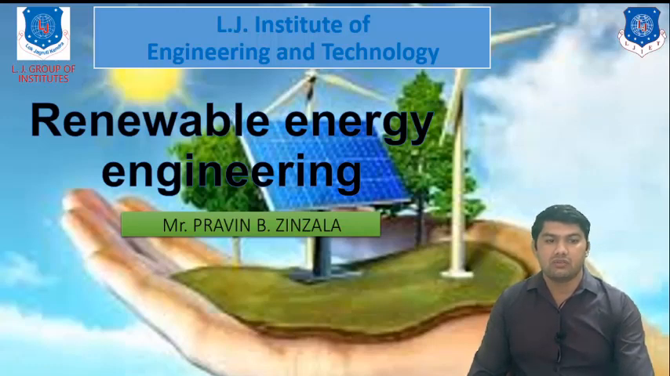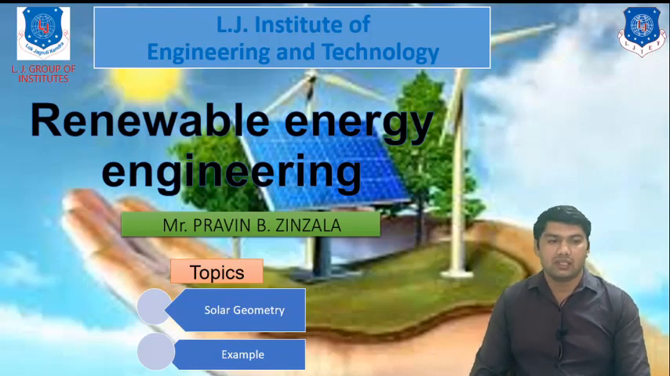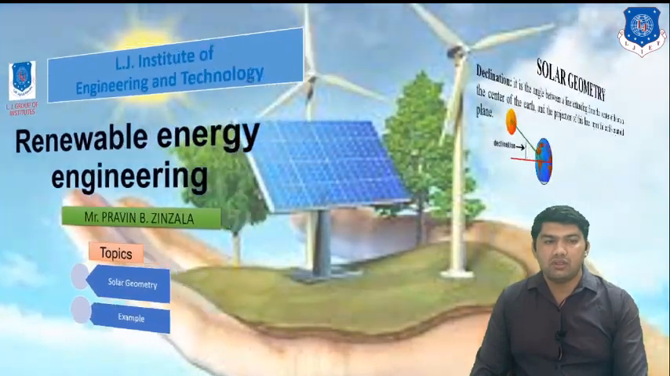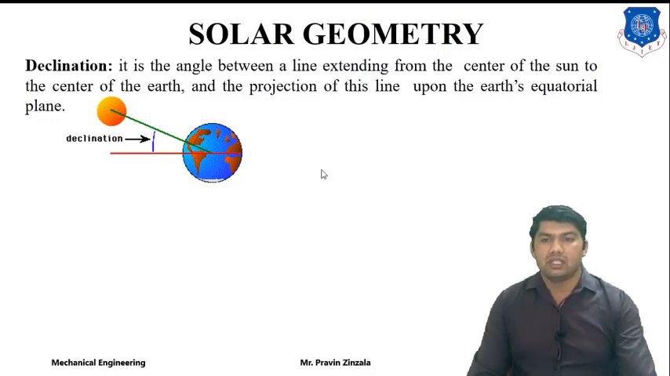In today's session, we will discuss what solar geometry is, and we will also discuss one example on solar geometry. So let's start our session. Throughout the session, we will discuss solar geometry, meaning the different angles of the sun and earth with respect to the equator and meridian of earth. First we will discuss the declination.